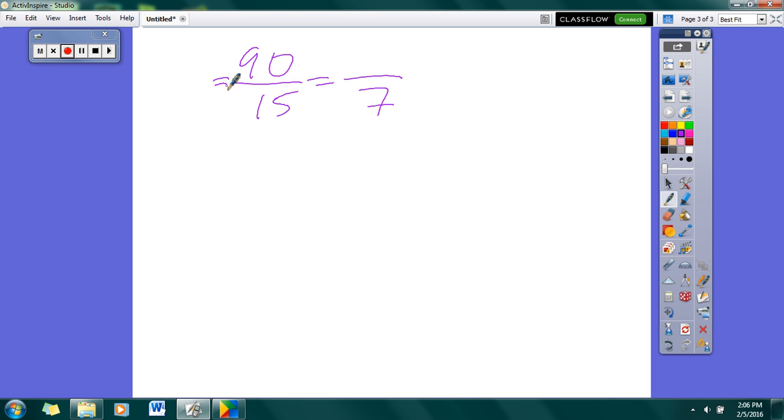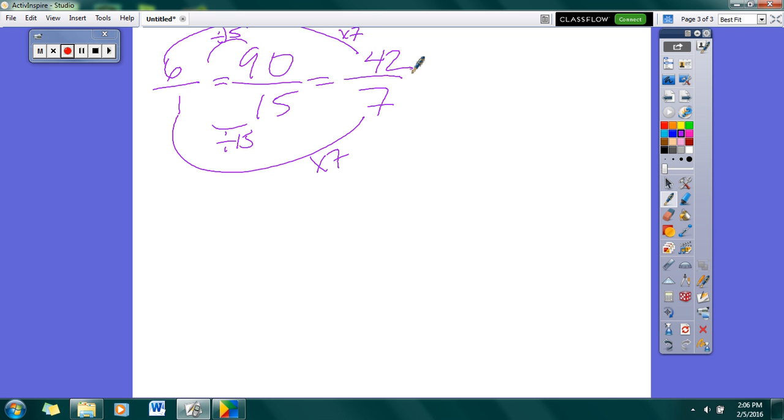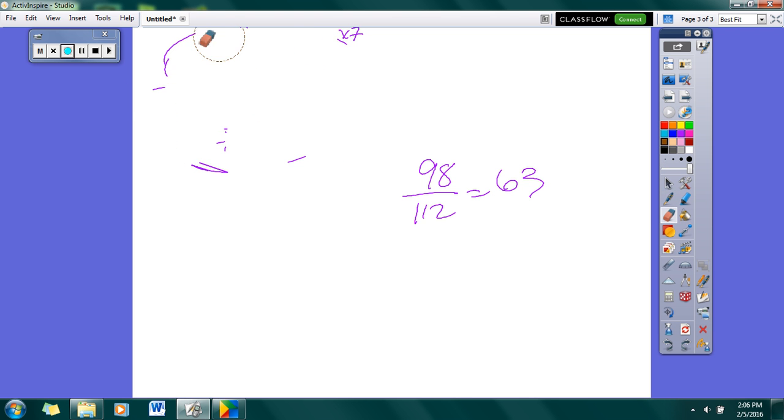So this is going to be reduced by 15. It's going to be 1, 6 times 7, times 7. This is going to be 42 over 7. And the last one, 98 over 112 equals 63. I just don't want to confuse you with the numbers.